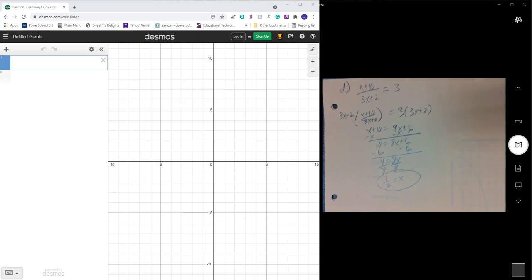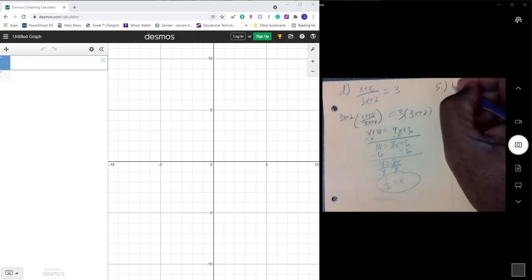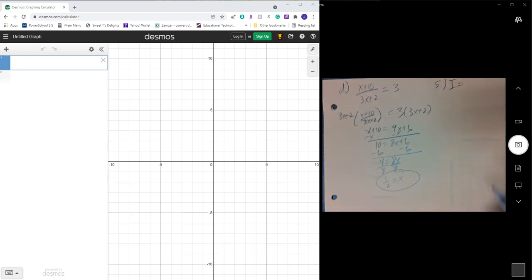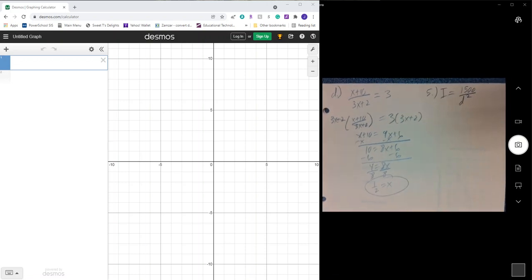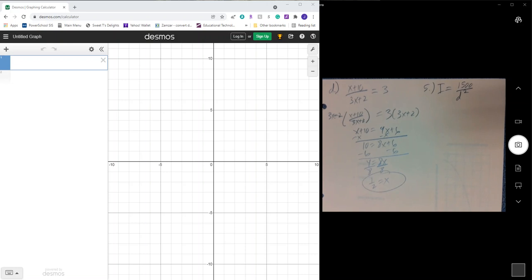Problem number 5 says the intensity of the human voice to the listener varies inversely as the square of the distance from the source. This is given by a formula similar to the ones from activity 5.2. Loudness of a voice can be given by I is equal to 1500 all over d squared. Okay, now it says where I is the decibels and d is the distance in feet. Now it says determine the distance from the source when the intensity of the sound is 15 decibels.